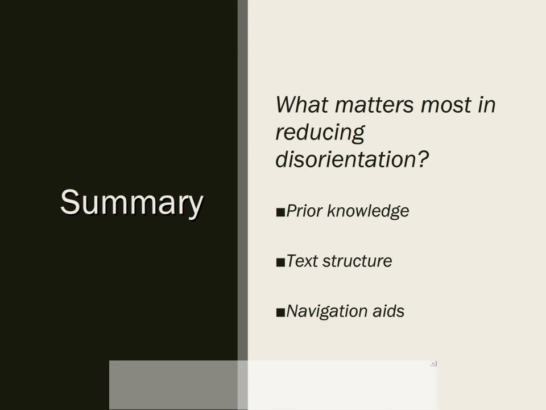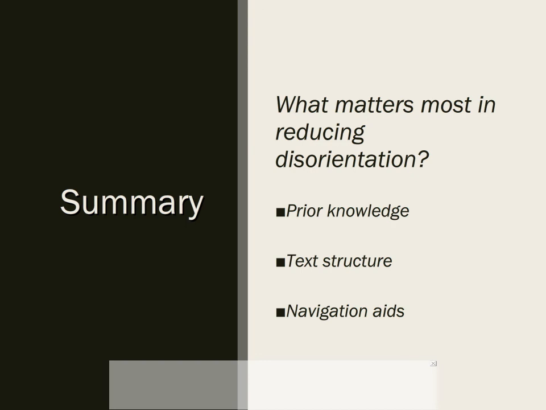Text structure is the second most important. Topology makes a significant difference for low prior knowledge learners. Linear topology provides benefit to all learners and produces the least amount of disorientation. Hierarchical topology can be used by most learners, but low prior knowledge learners require navigation supports. And finally, networked or referential topologies are detrimental to low prior knowledge learners.